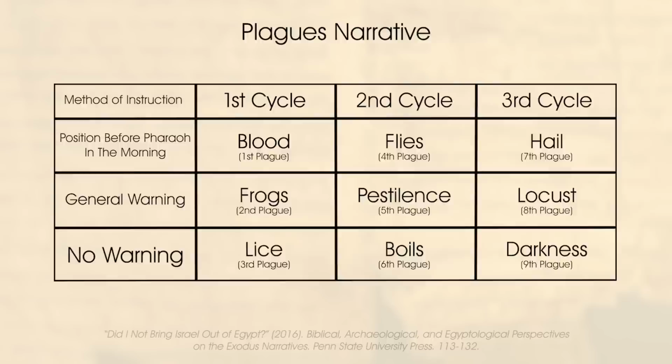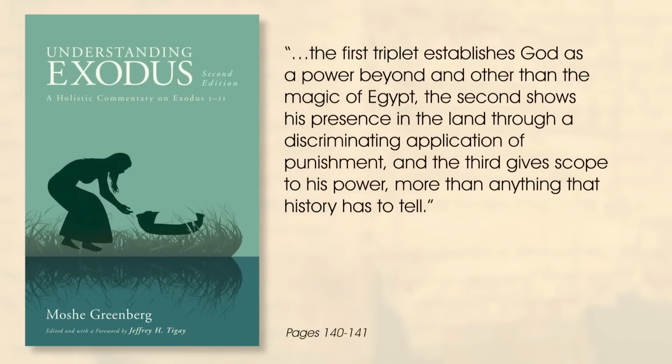Moshe Greenberg adds, the first triplet establishes God as a power beyond and other than the magic of Egypt. The second shows his presence in the land through a discriminating application of punishment. And the third gives scope to his power, more than anything that history has to tell.